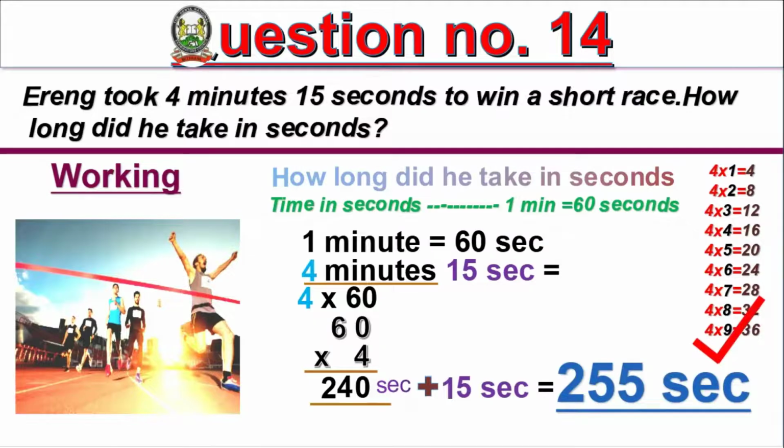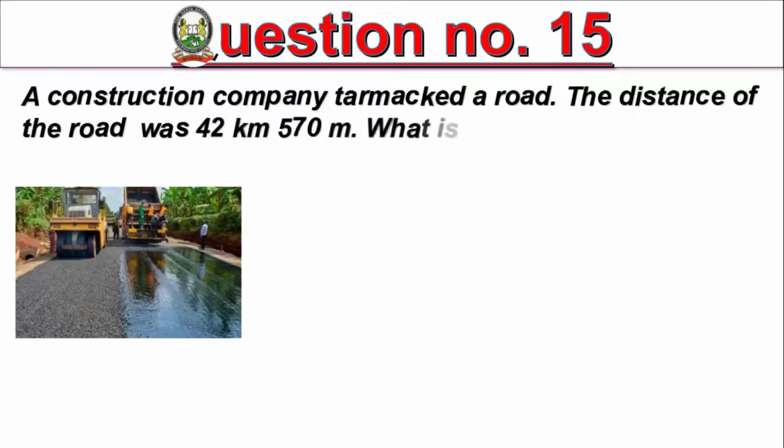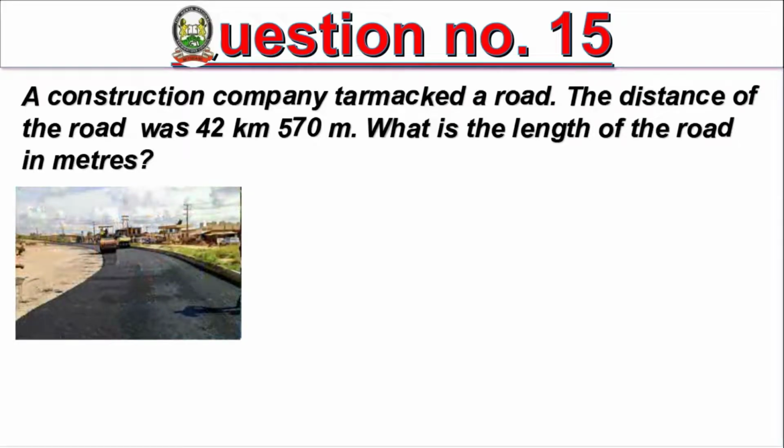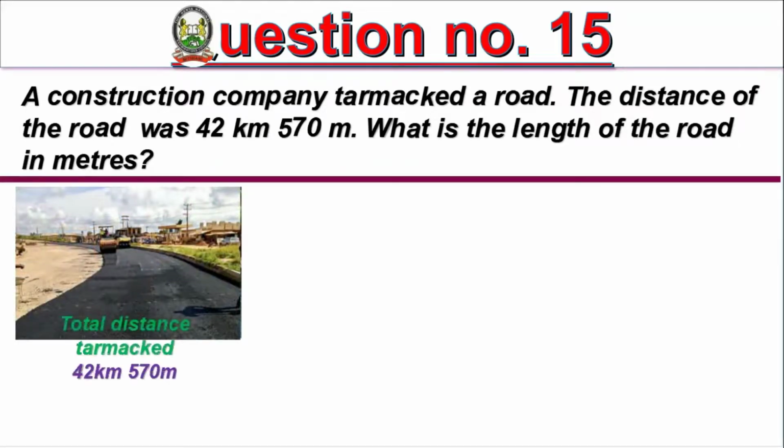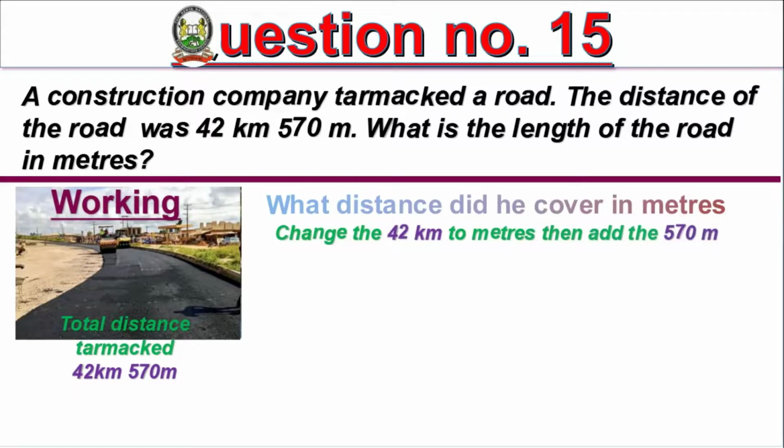Next, this is number 15. A construction company tarmacked a road. The distance of the road was 42 kilometers, 570 meters. What is the length of the road in meters? This is grade 5. So total distance here is 42 kilometers, 570 meters. So what distance did he cover in meters? We are told to change 42 kilometers to meters, then add 570 meters.